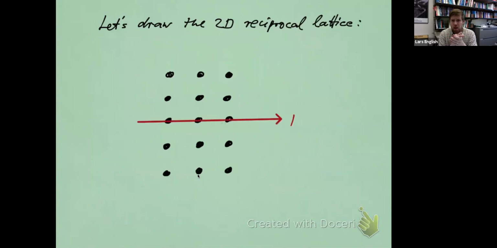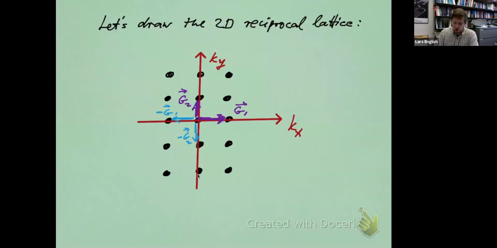Okay, so let's draw a 2-dimensional reciprocal lattice. Okay, let's consider the simplest case of a square lattice. The reciprocal lattice is also a square lattice, and here I've drawn some of the lattice points of that reciprocal lattice. Okay, and here are some G vectors. So in other words, any vector that starts at the origin and points to one of those dots is a reciprocal lattice vector. And here I've highlighted G1 and G2, as well as their inverses.